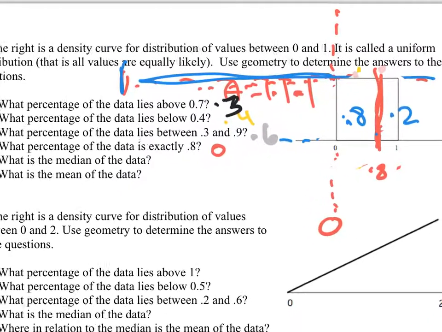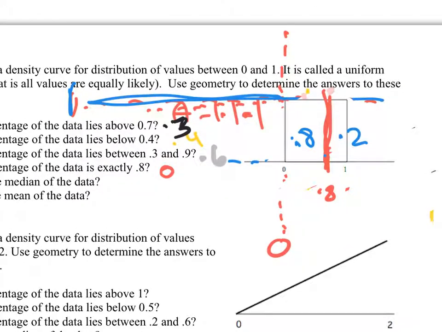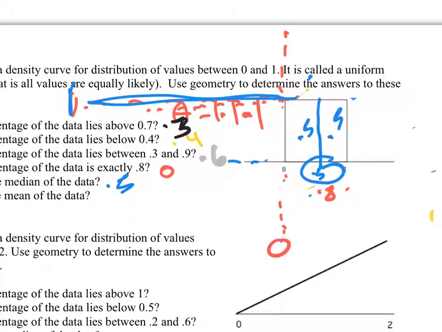I wish it was all that easy, but it's not. What is the median of the data? Tell me why it's 0.5. I agree, 0.5. Why is that the median? It cuts it in half. I have to be very careful and cut it in half, where this is 50% and this is 50%. So the median has to be that X value, 0.5.